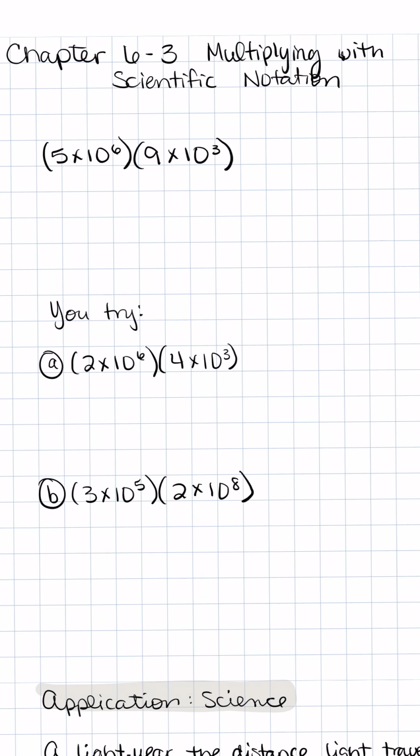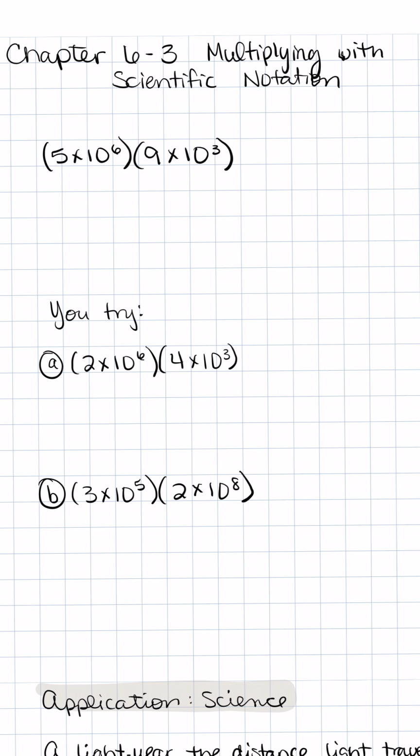Hi class, today we're looking at Chapter 6, Lesson 3, Multiplying with Scientific Notation. So astronomers use scientific notation when they work with very large numbers. To calculate using scientific notation, you must know how to multiply with exponents. The rule for multiplying powers with the same base applies to multiplying numbers in scientific notation.